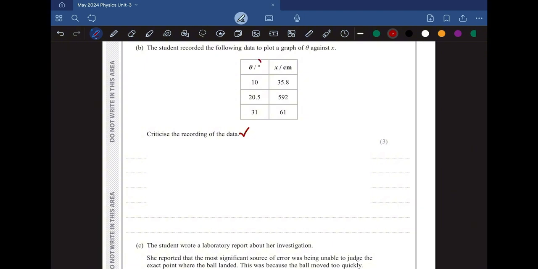Now here, if we criticize the theta values, you can see not all of them are in the same significant figures, or their decimal places are not actually consistent. Here it is 2 decimal places. Here in 3 of them, they are not actually in the same decimal places. So we can say inconsistent decimal places, the first comment that I can make.